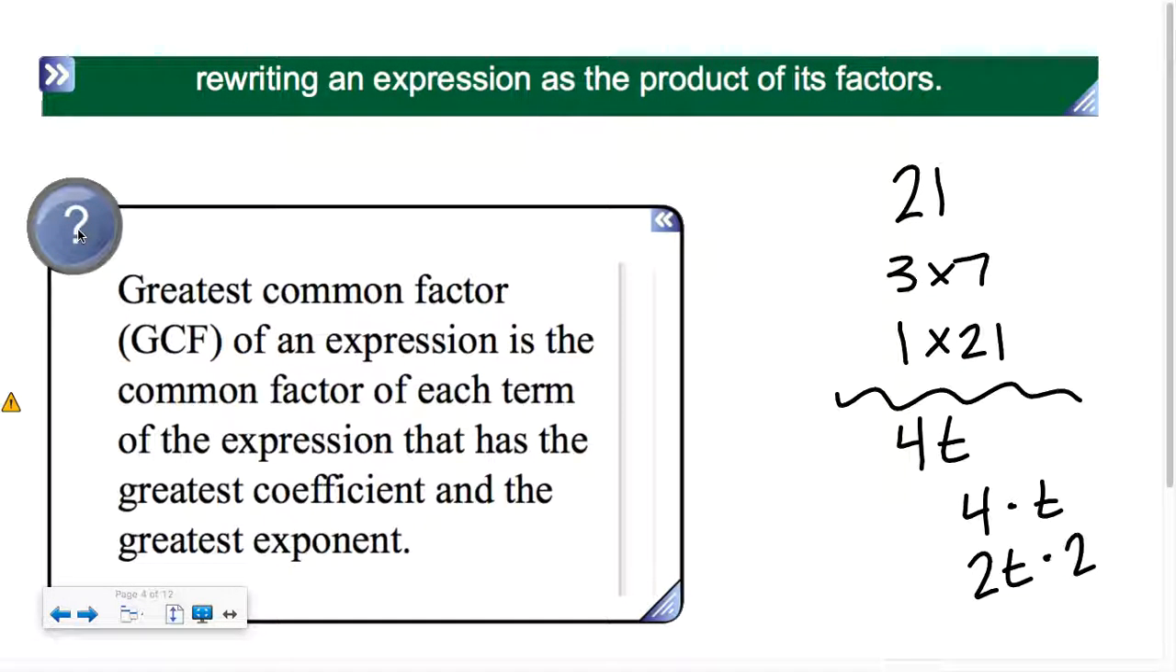A GCF, the greatest common factor of an expression, is the common factor of each term of the expression that has the greatest coefficient and the greatest exponent. The GCF of an expression has to contain the greatest coefficient and the greatest exponent. Coefficient is the number out in front of the variable. Hopefully you guys remember what the exponent is.